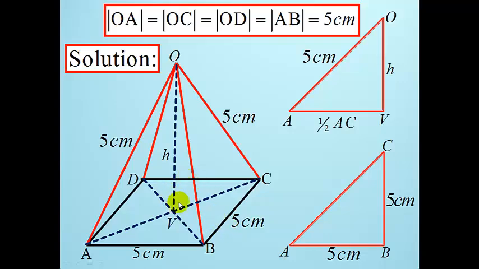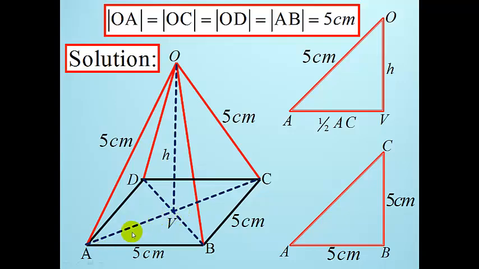Now, how do we find the height of the pyramid? We have to consider first the triangle OAV. OA is 5 centimeters. AV is half the distance AC. And OV is the height. That is what we are calculating for. So if we know the distance AC, the distance from A to C, we can divide the result by 2, and you have the distance from A to V.